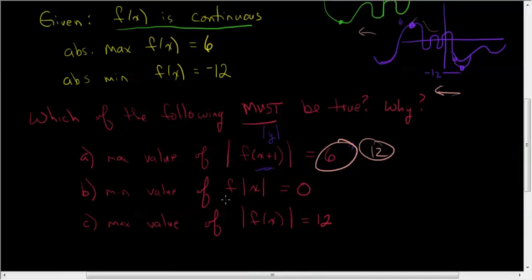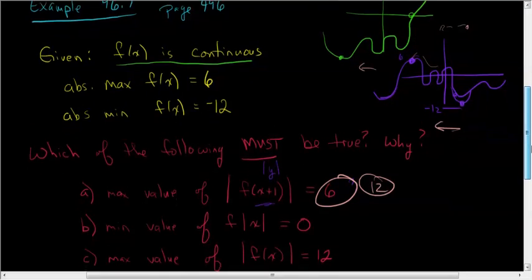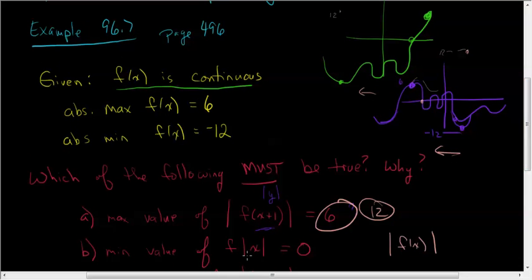The minimum value of f of the absolute value of x equals 0. Wait a second. Now if it was asking me the minimum value of the absolute value of f of x is 0, yes, because remember we talked about it has to cross at least once. If I'm making all the y values positive, that's going to stay there. But what about this? This doesn't say that. This says the x values.